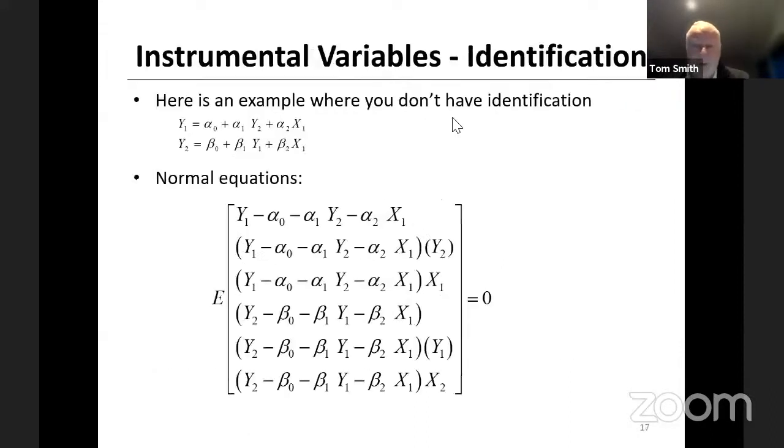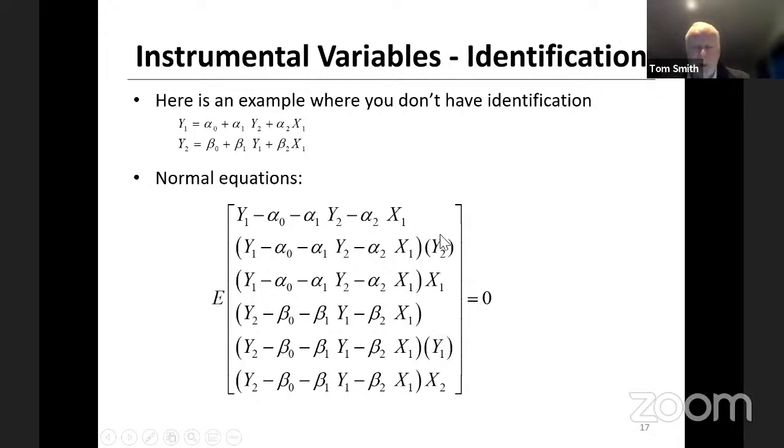So here's an example where you don't have identification. y1 is a function of y2 and x1, and y2 is a function of y1 and x1. We have the three normal equations: the one that defines the error term for y1, the error term for y1 times the first regressor, y2, the error term for y1 times the second explanatory variable, and similarly for equation 2.